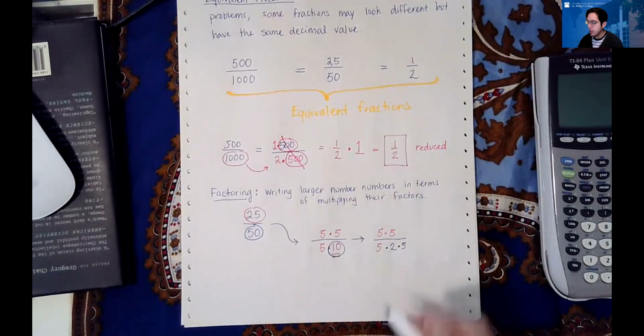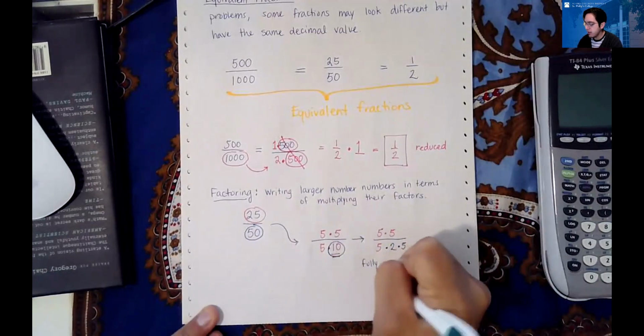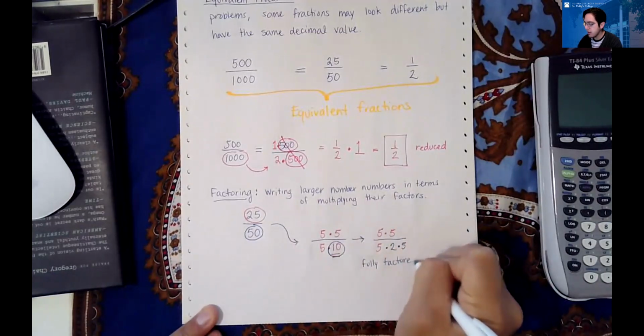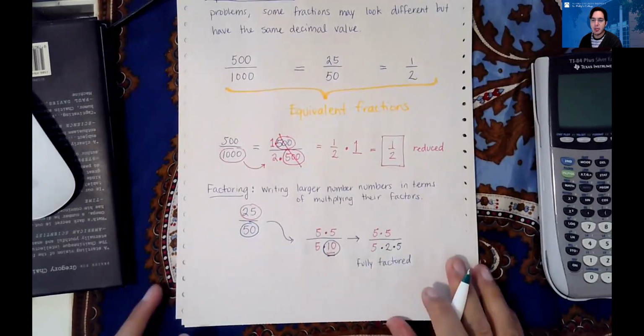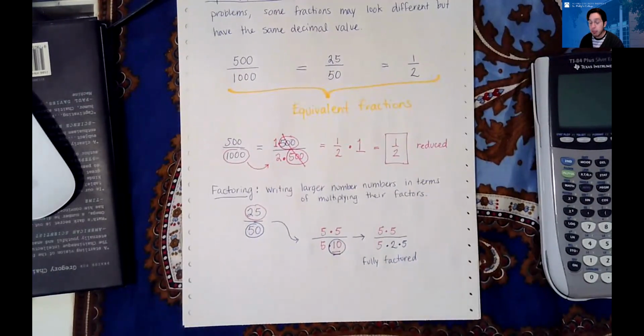Okay, so we would say that we've fully factored our numerator and denominator so far. That is, we've broken down the numbers on the top and on the bottom into multiplying smaller numbers until we can't break them down any further.